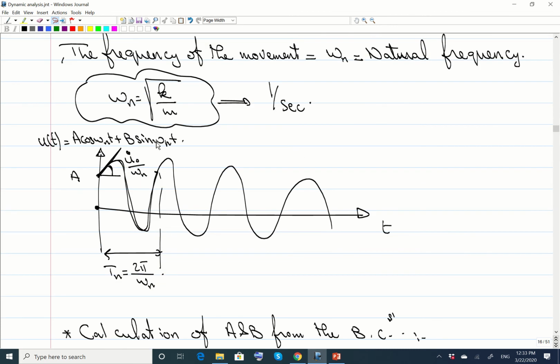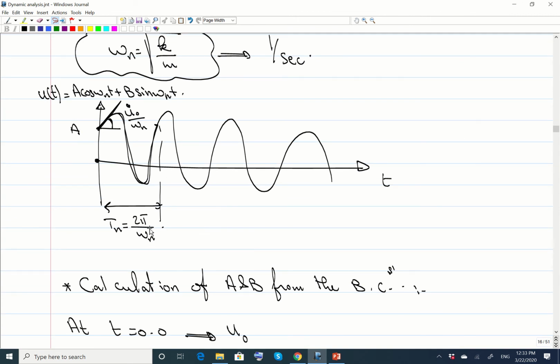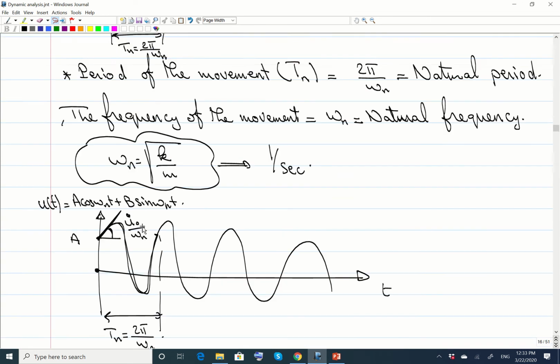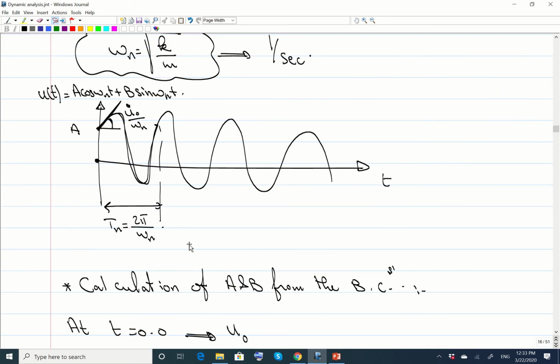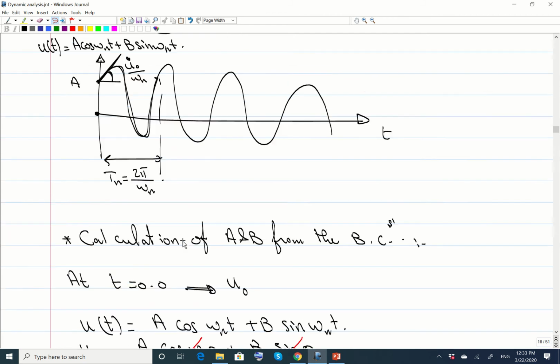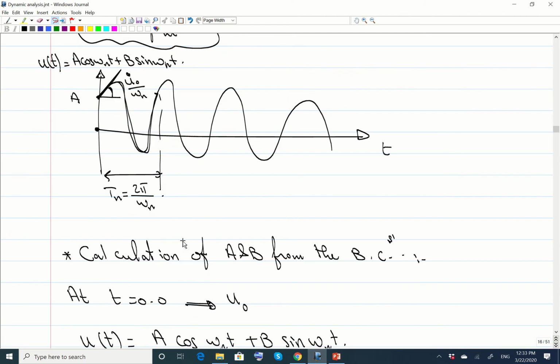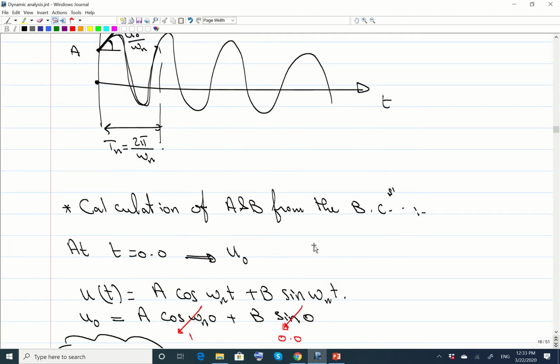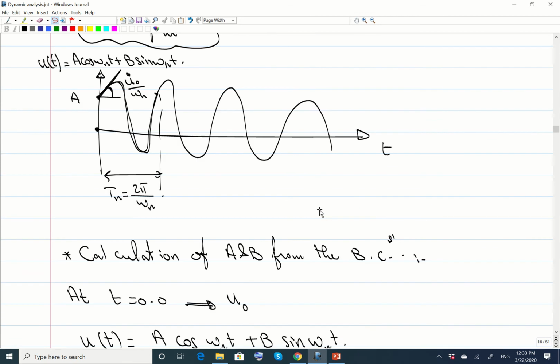So this is how the displacement will look. It's a cyclic displacement that repeats every 2 pi divided by omega n. That's the period. Now, how much are those two constants, a and b? How do we find those? Those can be calculated from the boundary conditions.